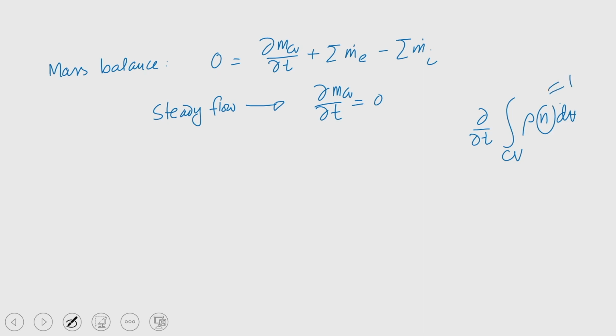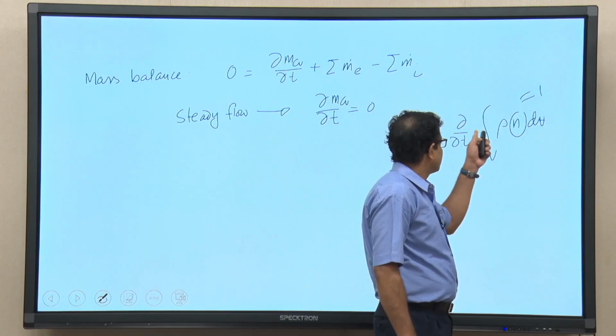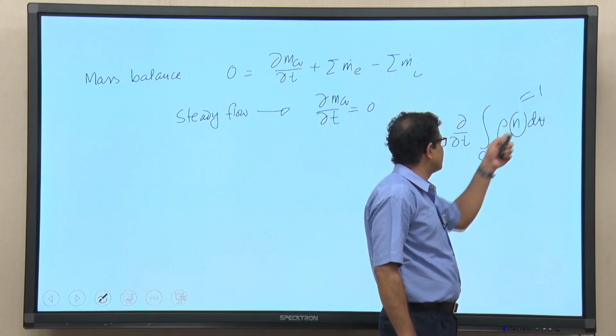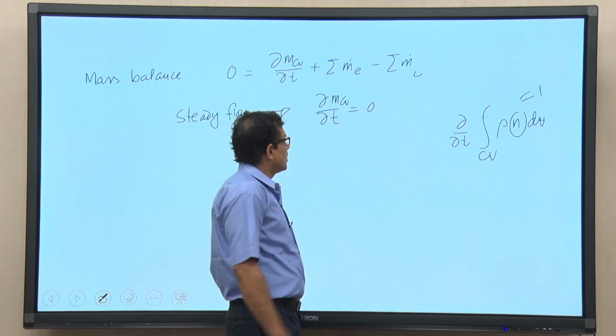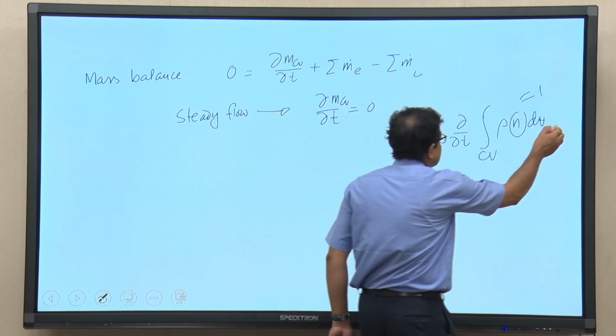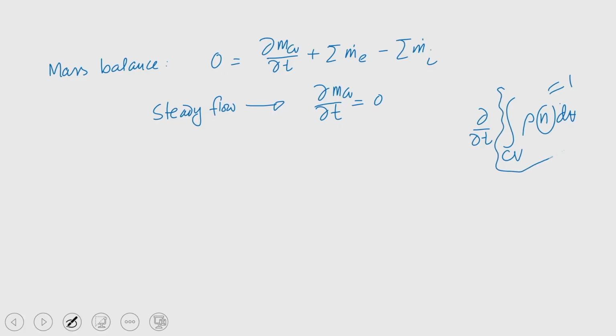If you try to write this equation to obtain the mass balance equation, we consider η, because N is abstract, it could be any property. If N is equal to mass, then small n is equal to m by m, that is 1. So essentially the first term is ∂/∂t of ∫ρ dV over the CV, that is the m_CV.